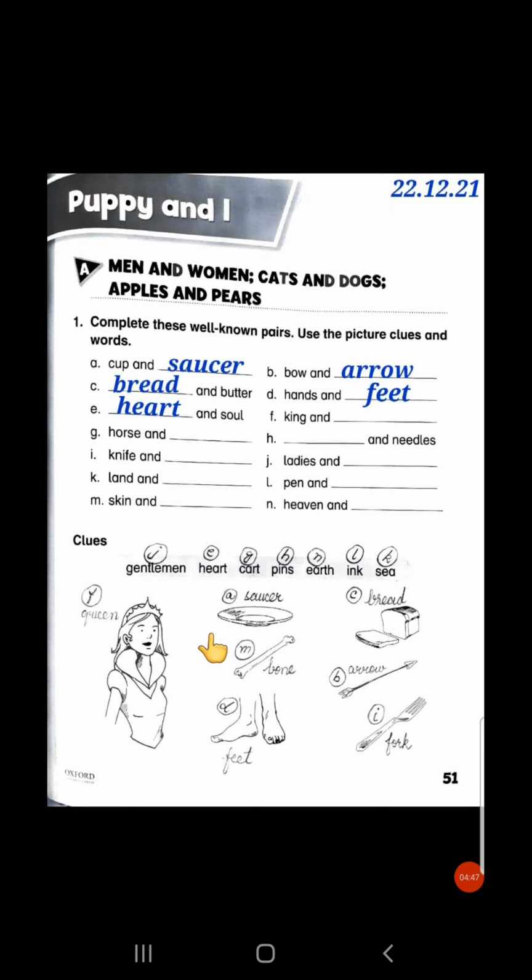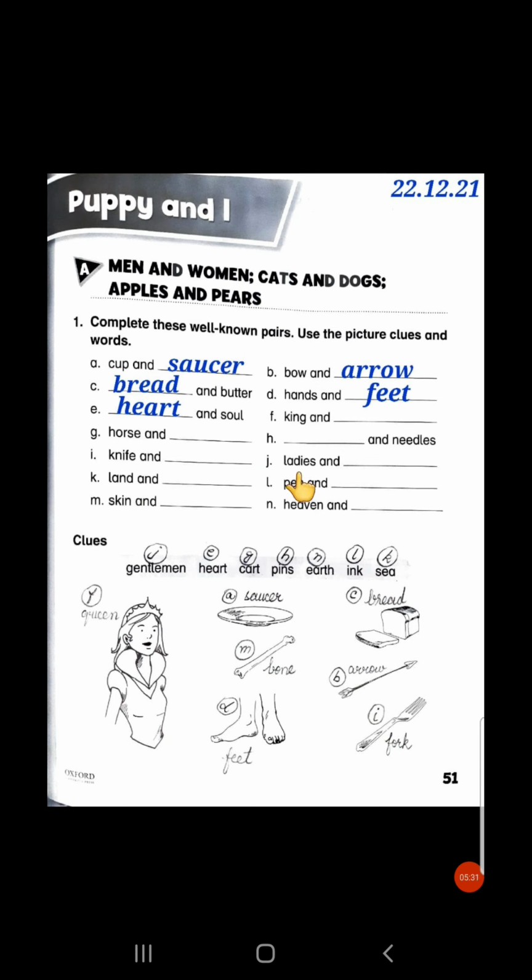Okay, here is a picture clue, saucer. Part B, bow and arrow. This is an arrow. Part C, bread and butter. Part D, hands and feet. Part E, heart and soul. Part F, king and queen. Part G, horse and cart. Part H, pins and needles. Part I, knife and fork.